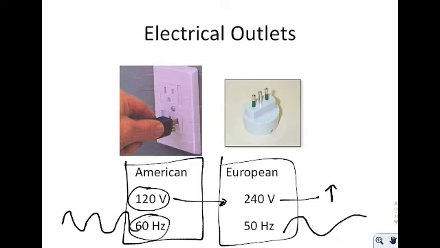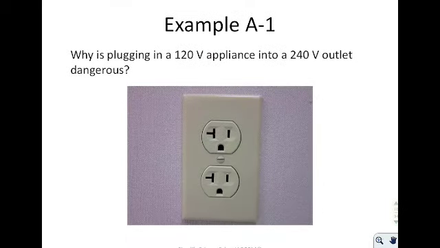Okay, that's not really a whole lot of difference at this point. It just tells you the amount of times it's going back and forth. It does have implications if you think about it in terms of a light bulb, but we'll get to that a little bit later. Now, why is plugging in a 120 volt appliance into a 240 volt outlet dangerous?